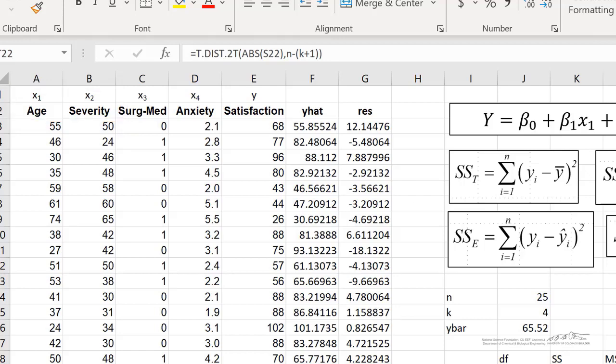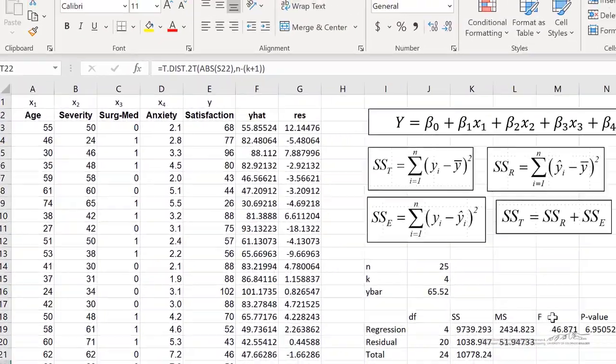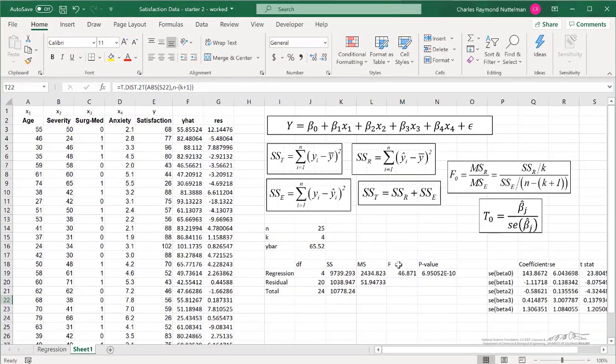So that's our conclusion. In conclusion, in this screencast, we worked through hypothesis tests, both on the significance of the regression model as a whole, but also hypothesis tests on the significance of individual terms in your model.